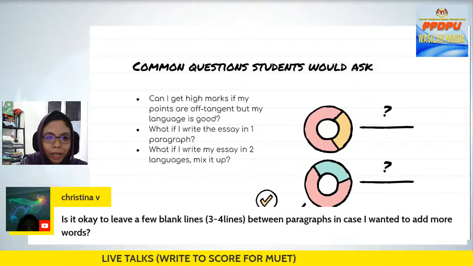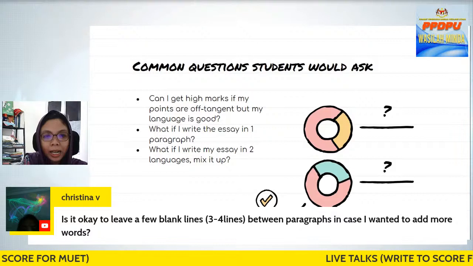We need to see your organization. So we're going to penalize you in terms of organization if you write everything in one paragraph.